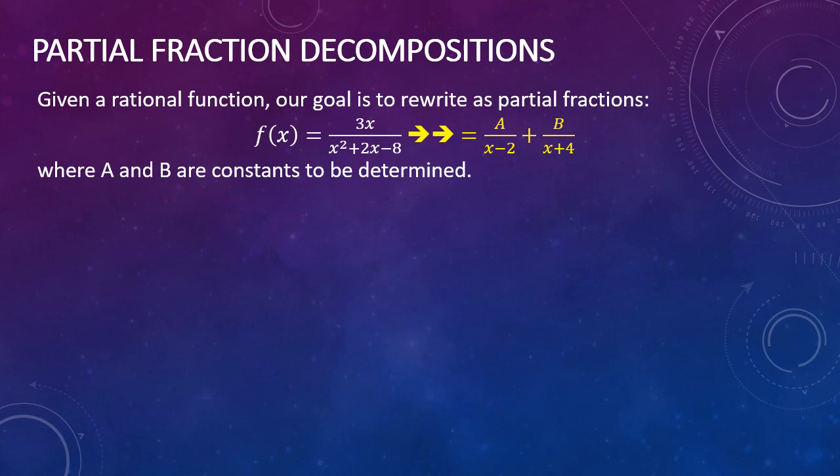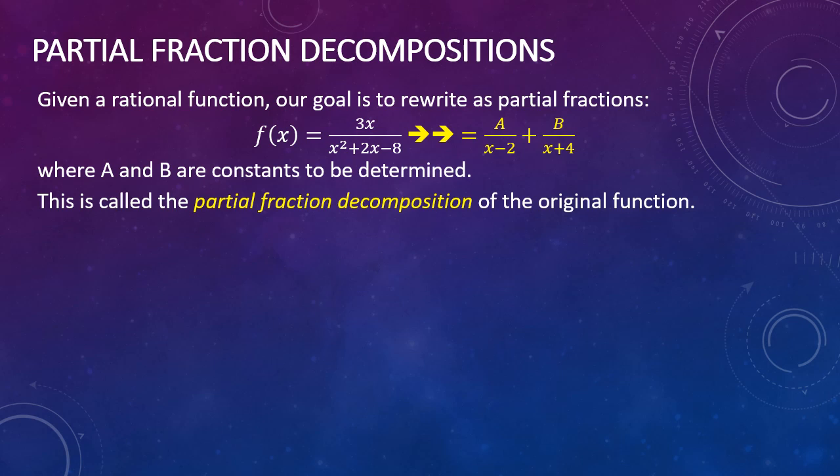Given a rational function, our goal is to rewrite it as partial fractions. We want to take the original rational expression, 3x over x squared plus 2x minus 8, and convert it into two partial fractions, A over x minus 2 plus B over x plus 4, where the denominators are the factors of the original denominator, and A and B are constants to be determined. We started from the right side of the equation going the other way, so we already know what the answer is going to be, but I'm going to show you how to do this partial fraction decomposition, which is what this is called. Okay? So the first thing we're going to do is set the equations equal.